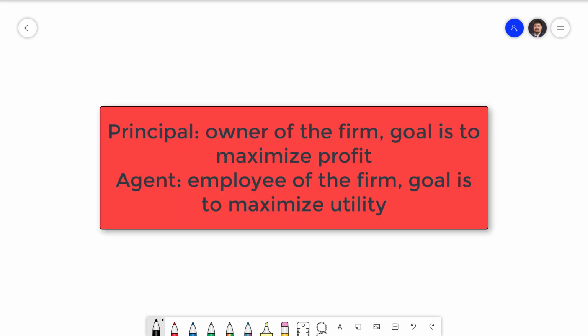Within a firm, the goals of an individual worker, who we call the agent, and the firm's owner, which we call the principal, might not be perfectly aligned. The agent is trying to maximize their utility, and the principal is trying to maximize the profit of the firm. The principal-agent problem is the problem of how the firm can get the agent to put forth their best effort towards the goals of the firm.